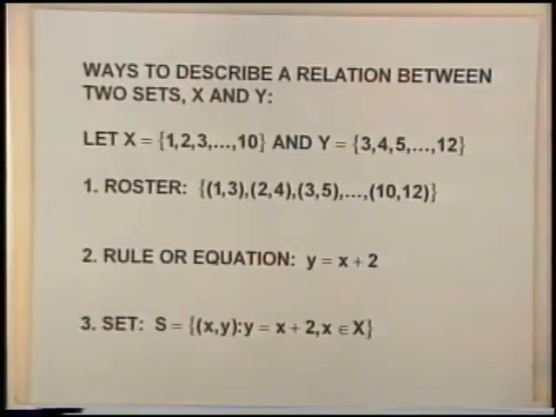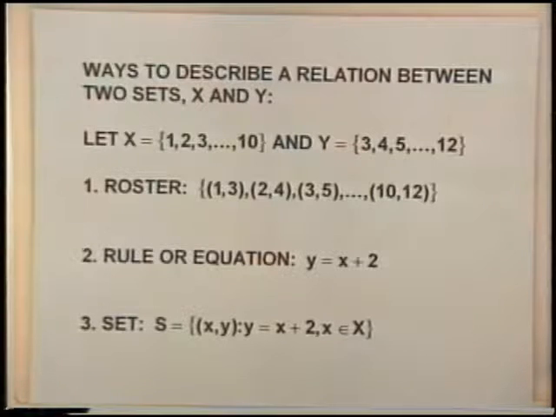Recall that there were two special names associated with this relation. The domain of the relation is the set of all of the first coordinates of those ordered pairs, and the range is the set of all second coordinates of those ordered pairs. Let's look at ways of defining a relationship in mathematics. Ways to describe a relation between two sets, X and Y.